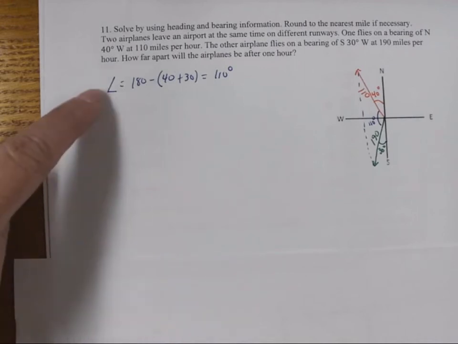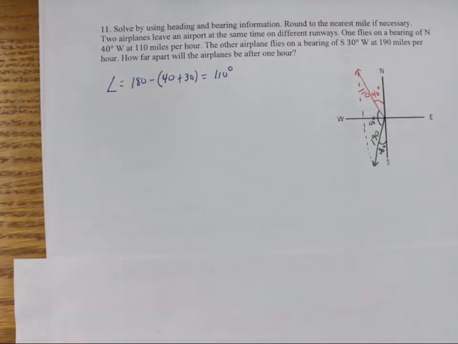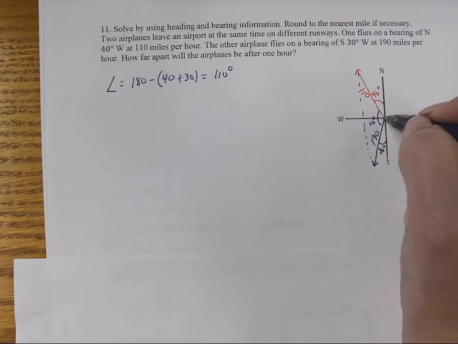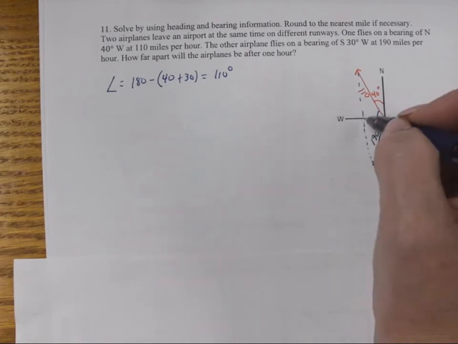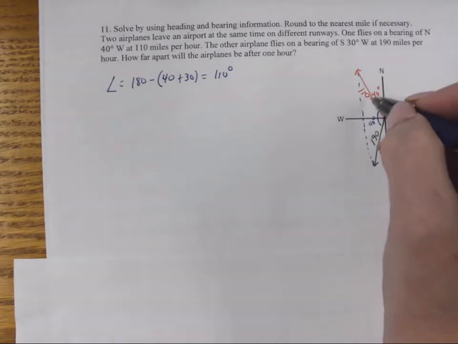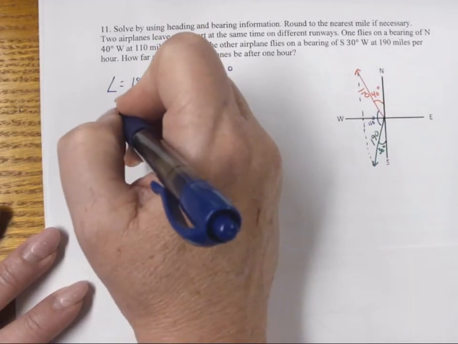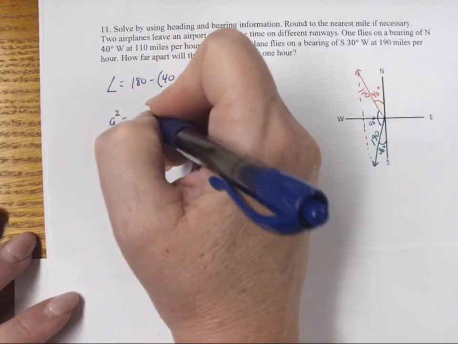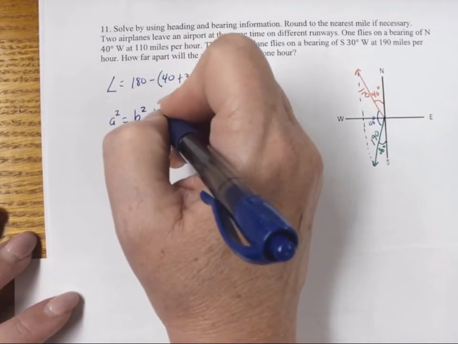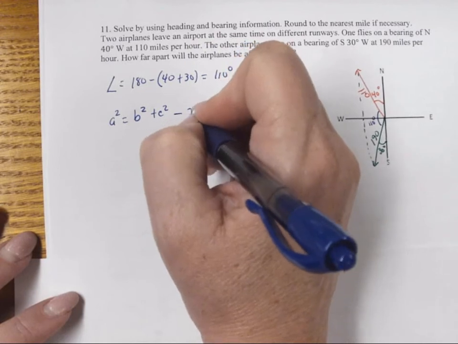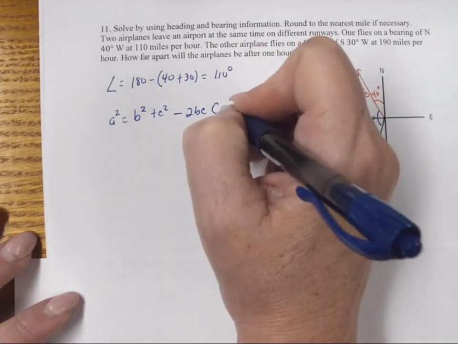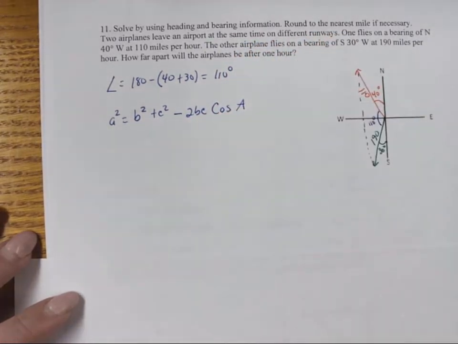Now that I have the angle and I have the two sides that are not opposite it, this angle we can call angle A if you'd like, and this will be side A, and these would be my B and C. It doesn't matter which one's B and which one's C. So I'm going to write our law of cosines formula: A squared is equal to B squared plus C squared minus 2BC times the cosine of A.